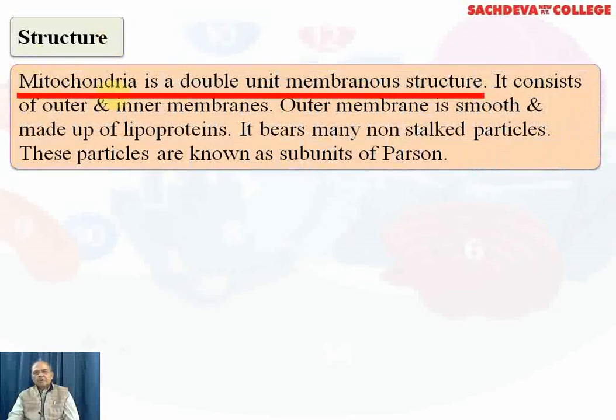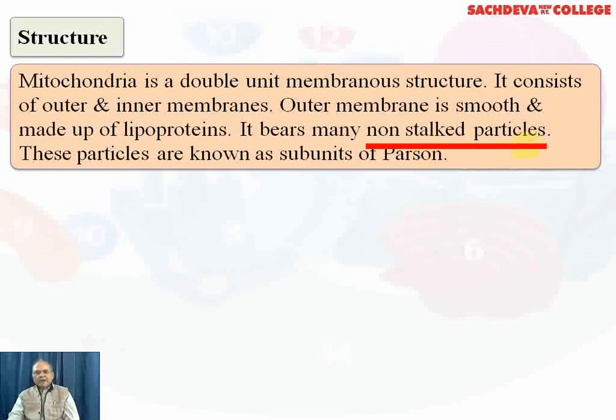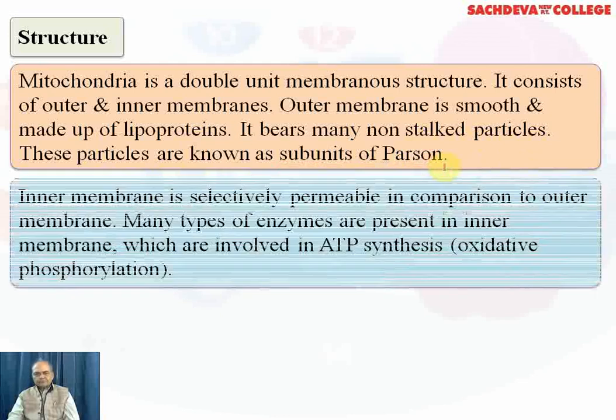Now let us take up the structure. Mitochondria is a double unit membranous structure. It consists of an outer and inner membrane. Outer membrane is smooth and made up of lipoproteins. It bears many non-stalked particles. These particles are also called as subunits of Parsons.